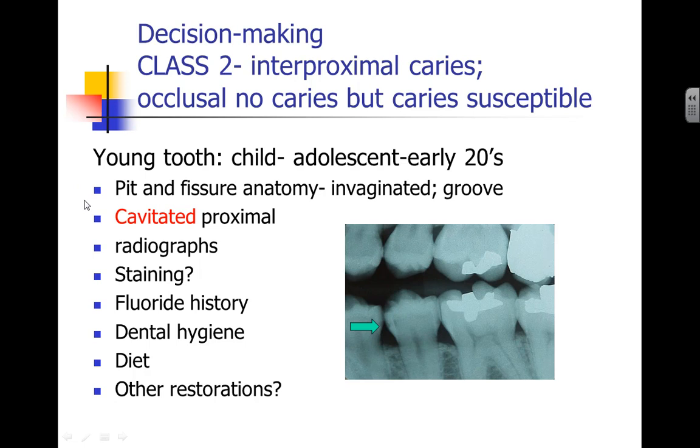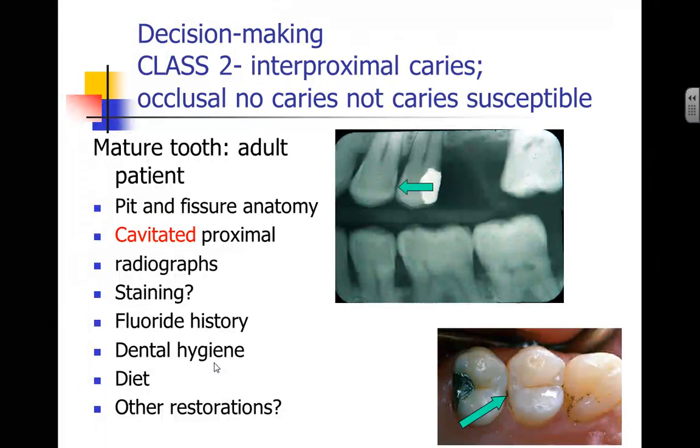What differentiates it, though, is there's a Class II proximal lesion that's cavitated. Radiographs indicate decay. In fact, if we look at the radiograph to our right, we can see caries in the enamel, and you can see a leading edge of dentinal caries in this radiographic image. We may or may not see staining on the surface, but we're going to look at all the historical evidence of fluoride, dental hygiene, diet, presence or absence of restorations in how we make our decision to intervene.